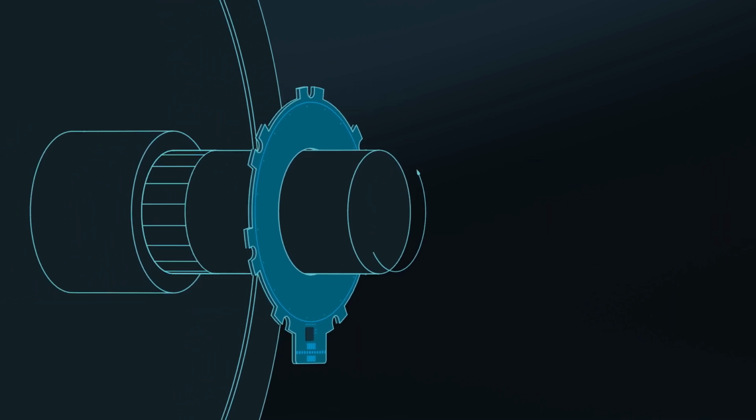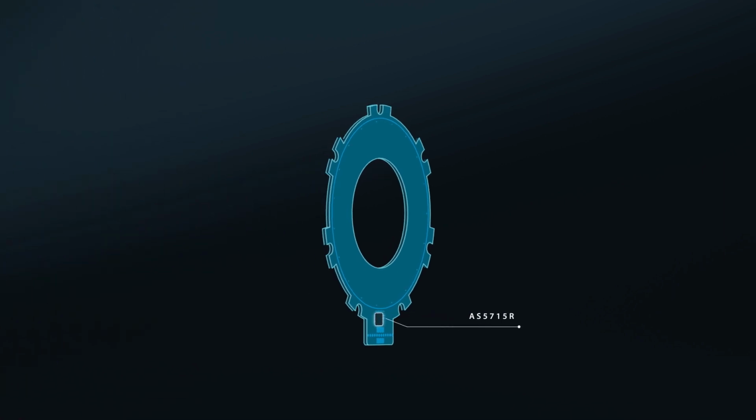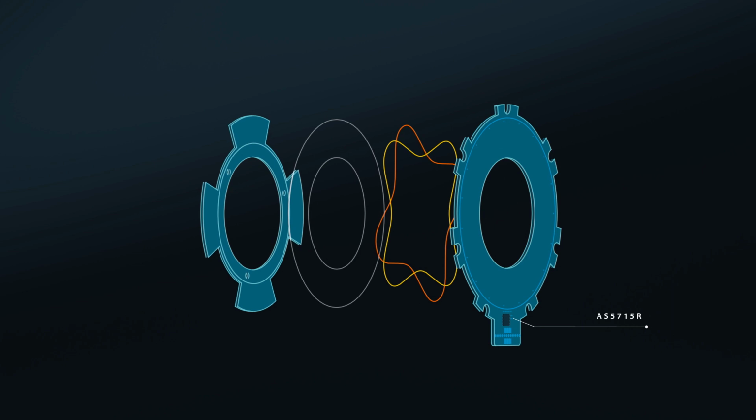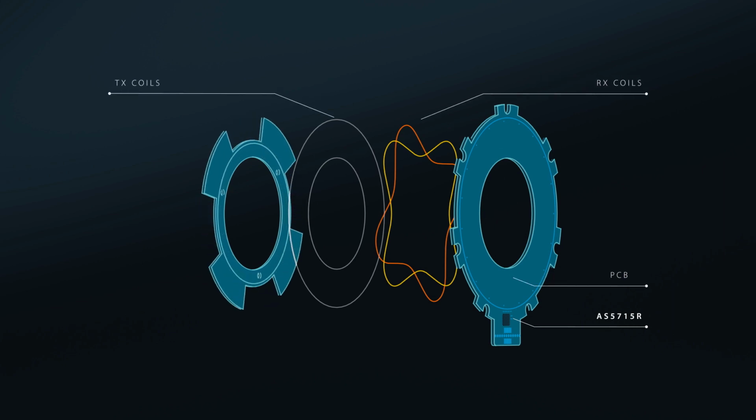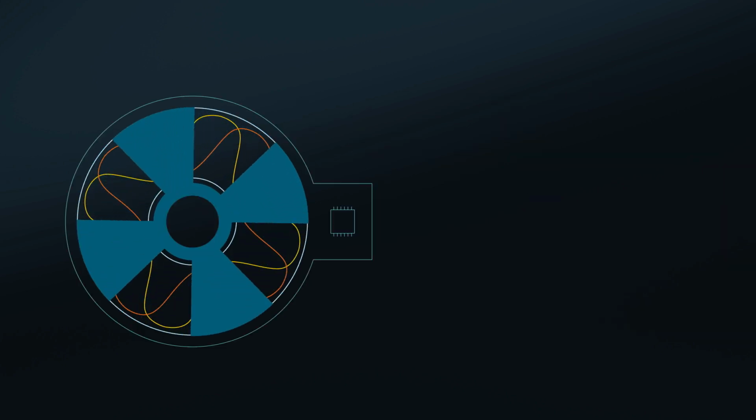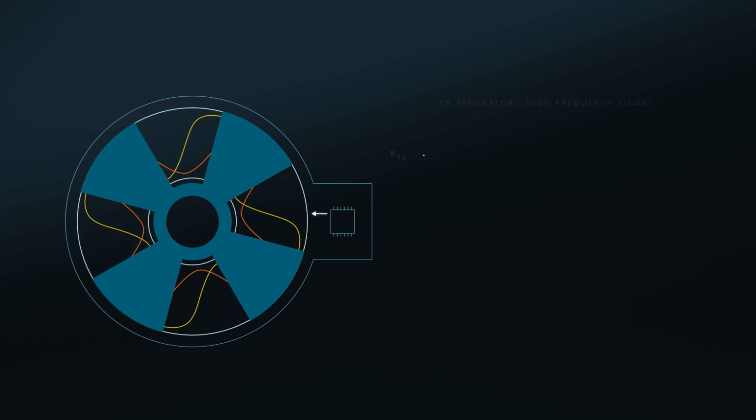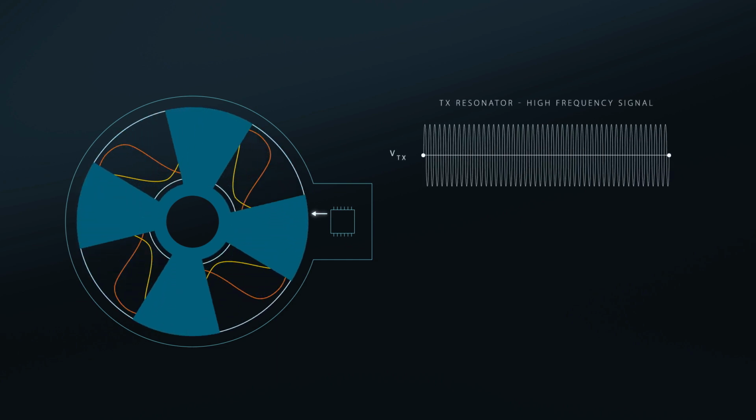The flagship inductive sensor is the AS5715R, which drives and receives signals from the coil system and provides high-quality angle information to the user. The IC is placed on a PCB with the printed transmitting and receiving coils, and an according metal target is attached to the top. The high-frequency signal on the transmitting coil induces a voltage on the receiving coils.